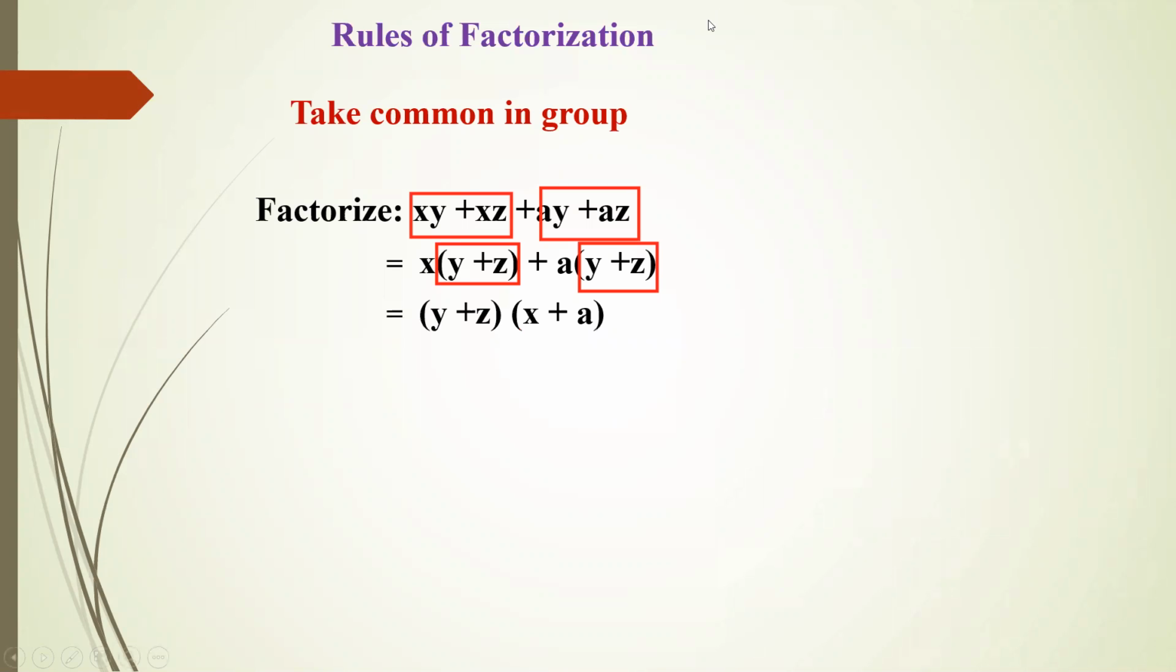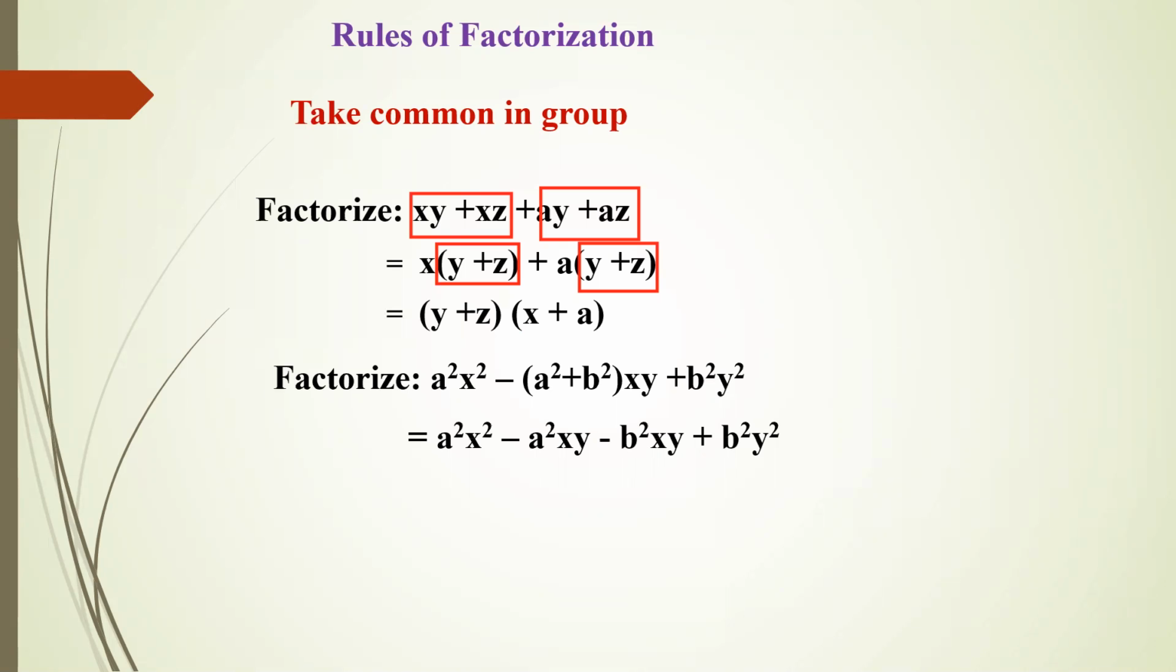Now let's get another example here. Look at this. Here, x square minus bracket a square plus b square, xy, plus b square y square. Before we proceed, look there. There's a bracket part here. So let's first open this bracket before we deal with the common, okay? So how can we open it? a square x square minus, multiply by the minus and xy, it will be a square xy. And then plus will become minus, because minus times plus is minus, and b square xy. And then plus b square y square.